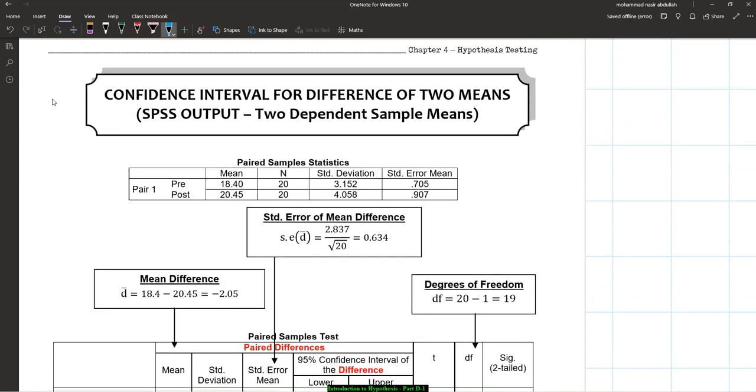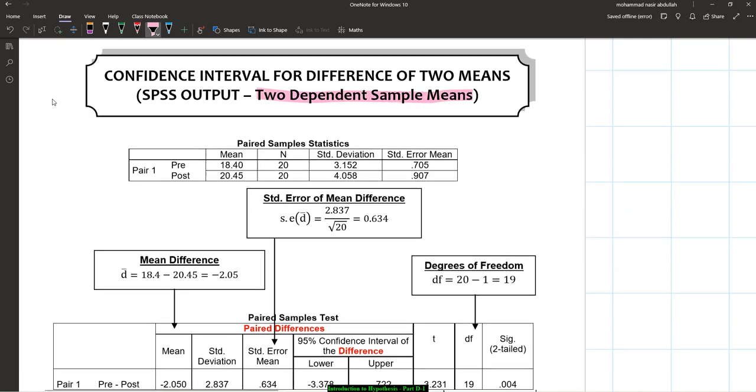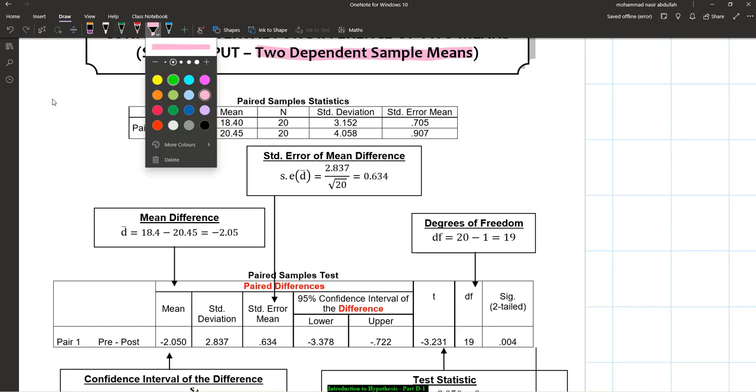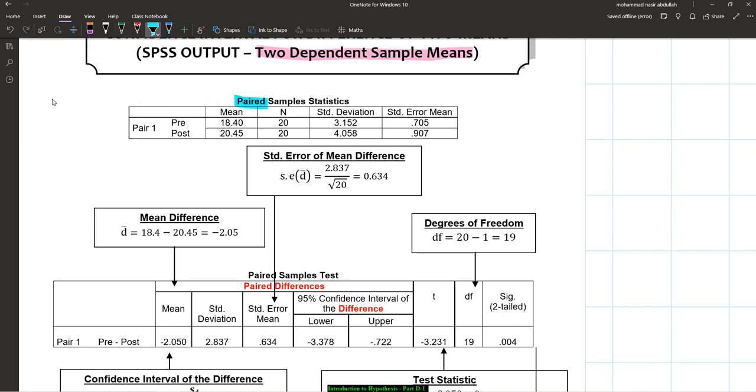So let's move to the next page, which is the confidence interval for the difference of two means in SPSS output. This is for two dependent sample means. So as we can see, SPSS will provide us two tables. First is the paired sample statistics, another one is the paired sample test.